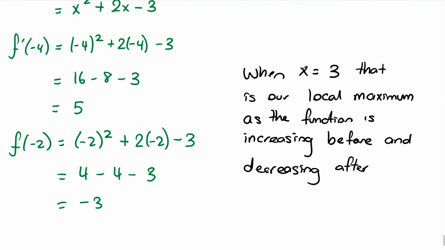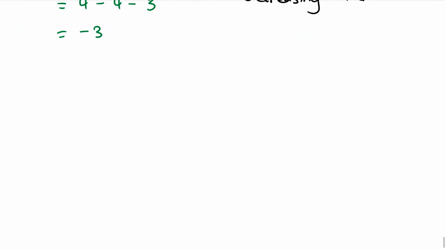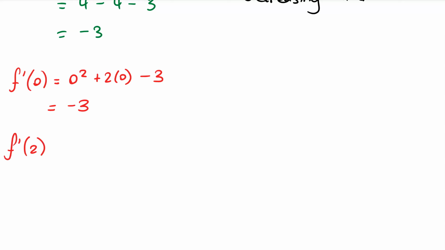You know what, I've done a little mistake. I forgot to put that dash there. Sorry. F dash of 0. So we've got 0 squared plus 2 times 0 minus 3. So therefore we get negative 3. And the other point was f dash of 2. So we get 2 squared plus 2 times 2 minus 3. That's 4 plus 4 minus 3. So we get a gradient of positive 5.